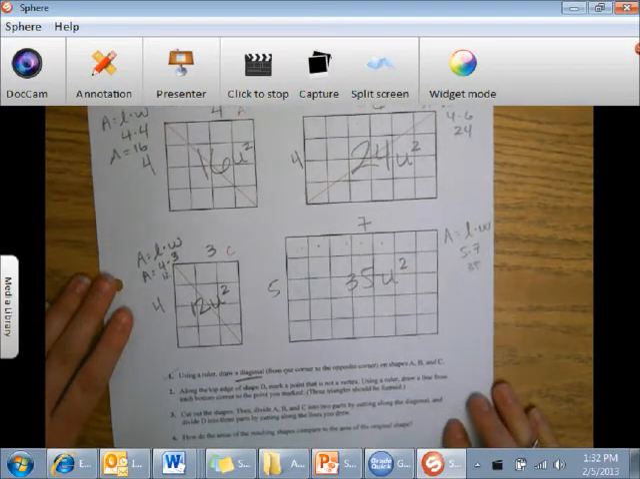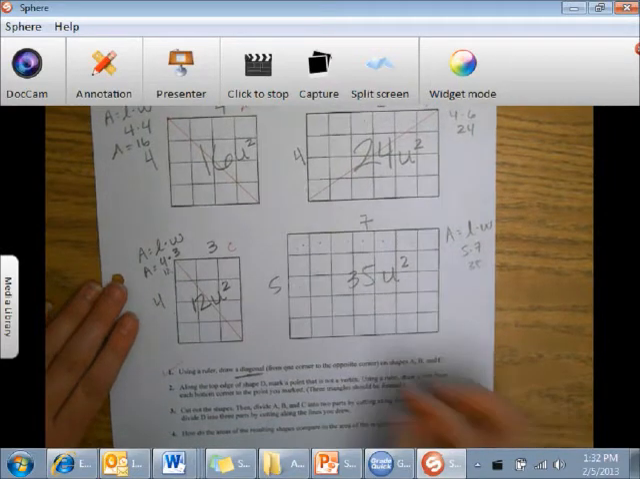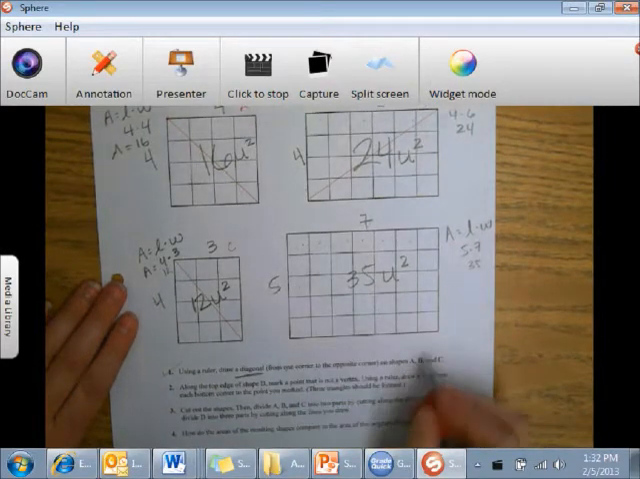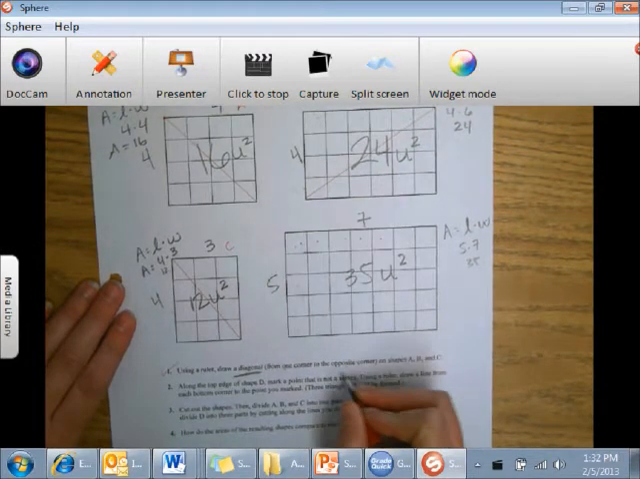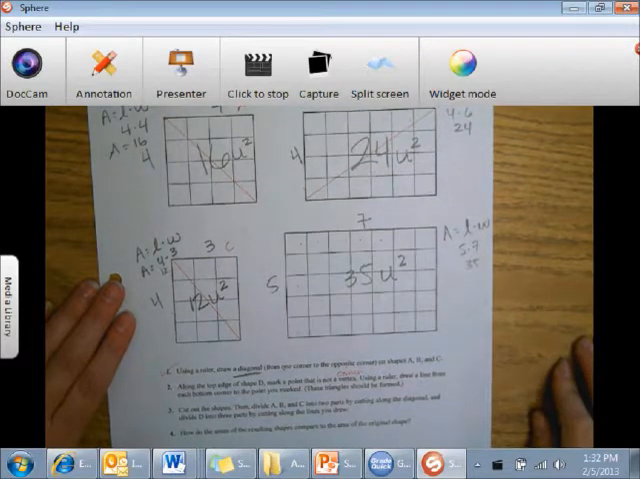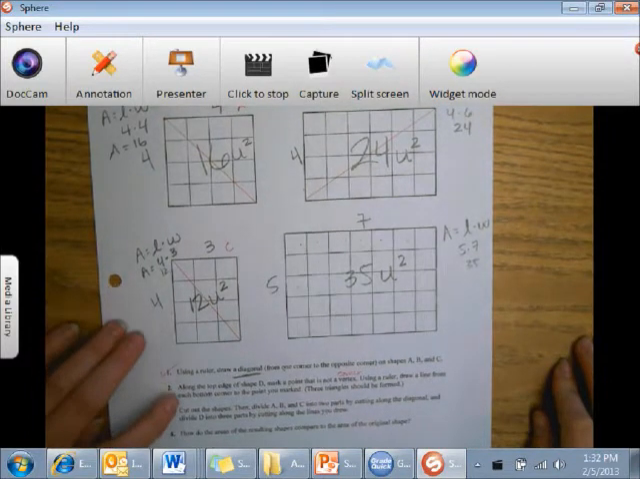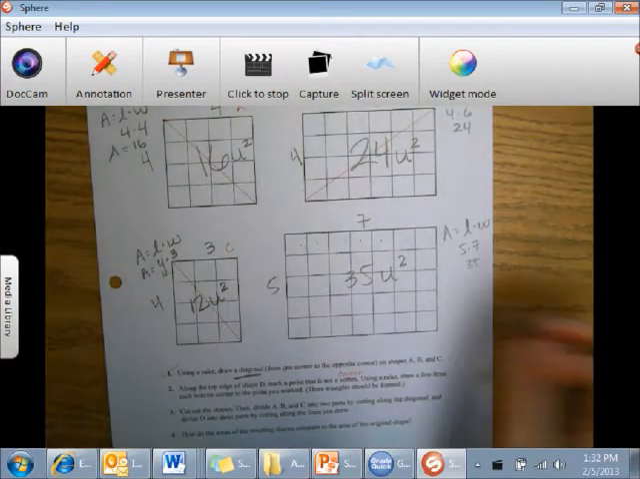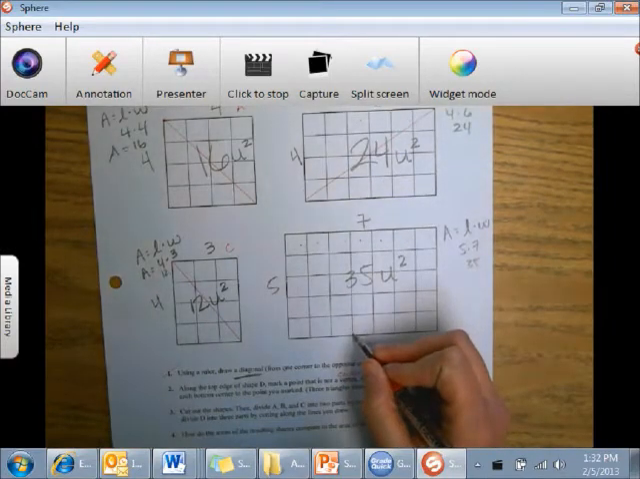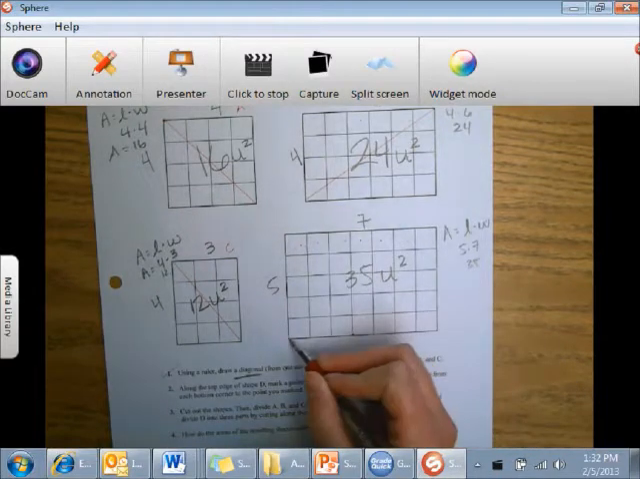Step 2, along the bottom edge, so down here, of shape D, mark a point that is not a vertex. Vertex also means corner. Using the ruler, draw a line from each bottom corner to the point you marked. I'm just going to pick here because it's on a line and I like it. Now, it's not a corner.